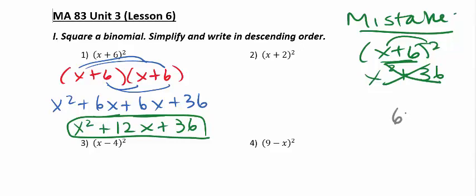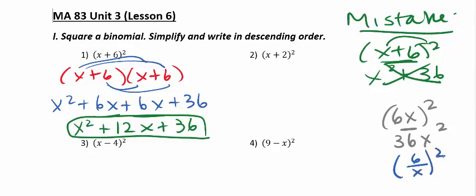Here is when it's okay to do it. If I have something like 6 times x, because this is a product, I can square each one and get 36x squared. Or if I were to have a quotient like 6 over x, there I would get 36 over x squared. But anytime we have a sum or a difference, we're going to have to write it out twice, and we're going to FOIL. Now go ahead and do numbers 2, 3, and 4 on your own, and then come back and check your answers.